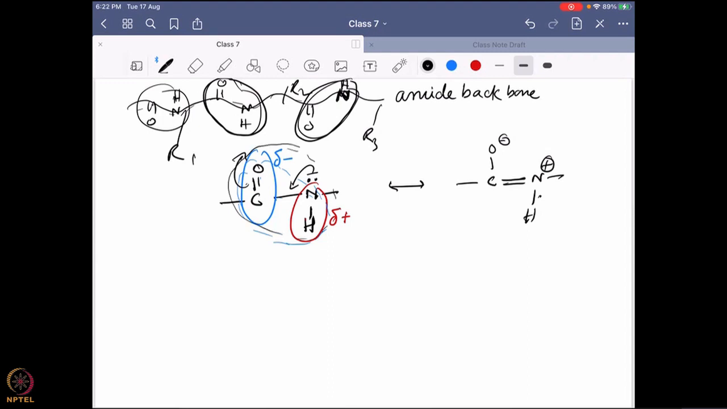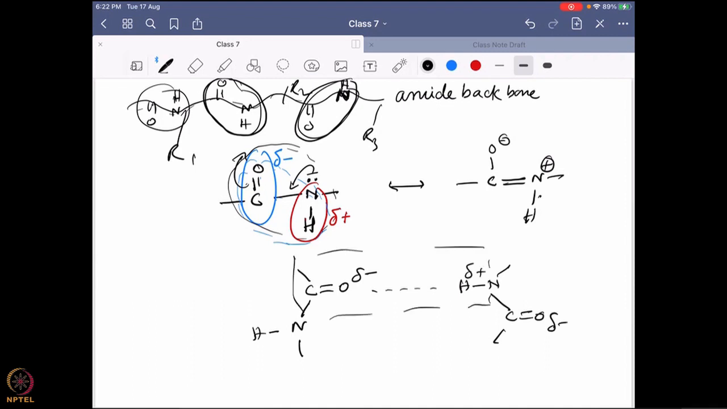And not only that, this carbon will have a negative charge. A hydrogen should have a little bit of positive charge. And once you have this negative and positive charge next to each other, there is a possibility that a carbonyl group coming from one particular end can have some interaction with the NH part of another molecule. And this will create a very nice hydrogen bonding or ionic interaction network. So this kind of network can be possible.